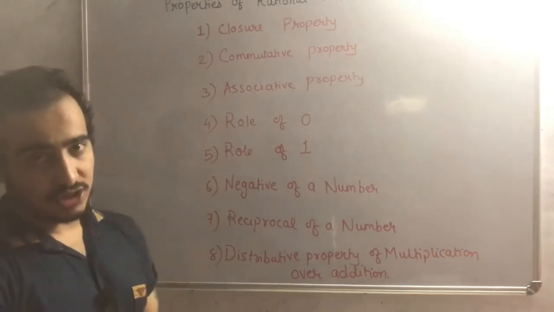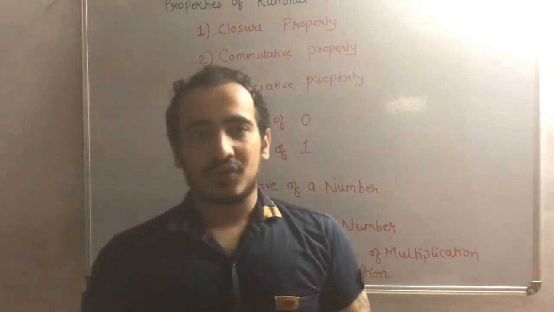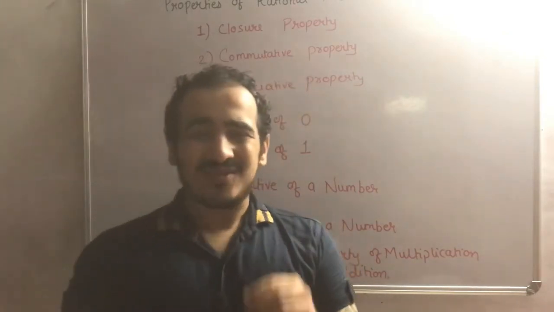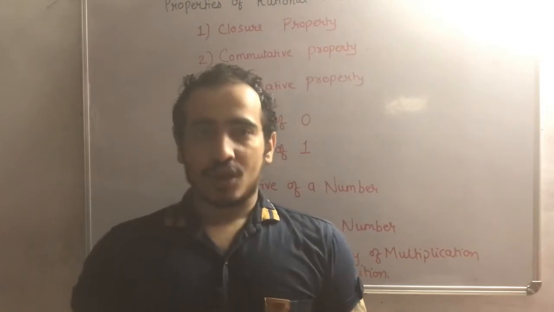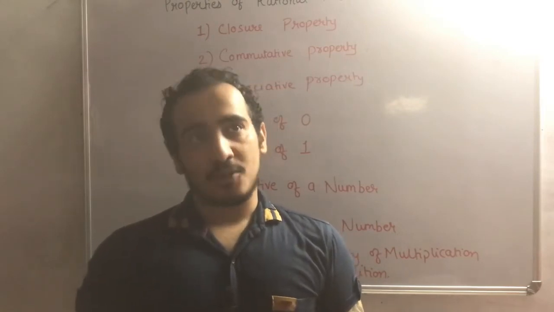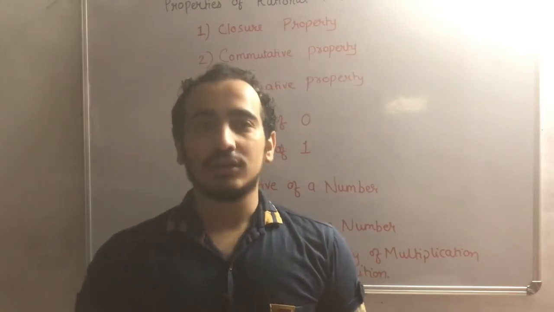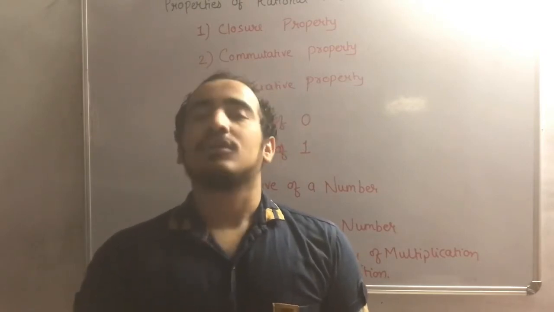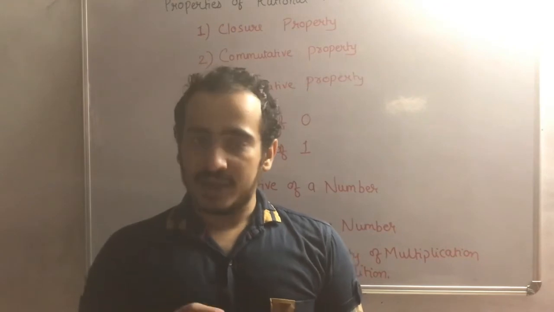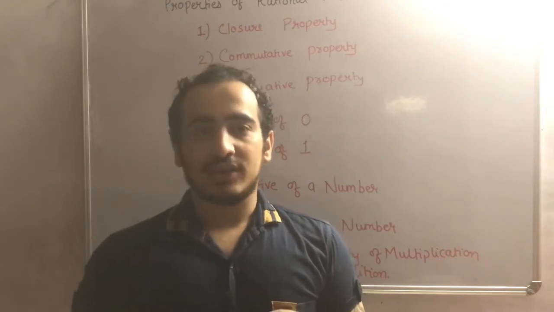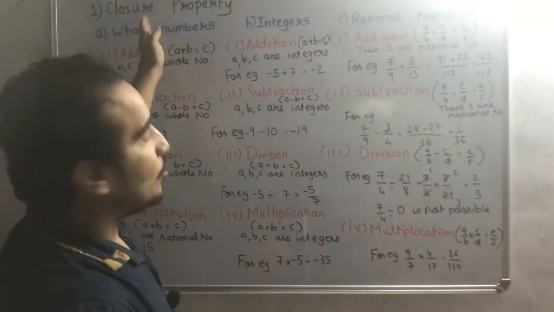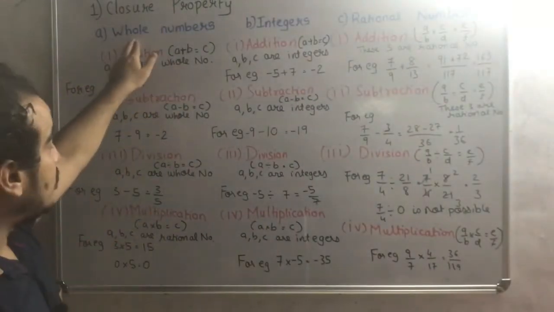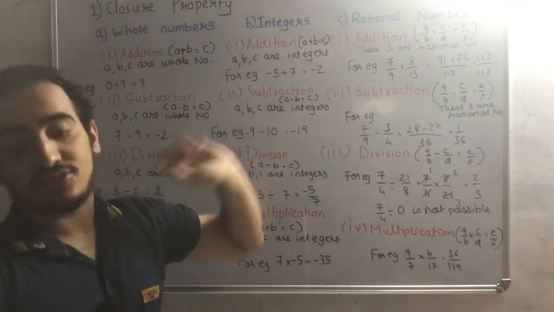multiplication over addition. So we will start with the closure property, and we will see closure property of addition, subtraction, multiplication and division for all the three types of numbers, that are whole numbers, integers and, very important, rational numbers. So let's start with the closure property. So now, closure properties of whole numbers, integers and rational numbers.